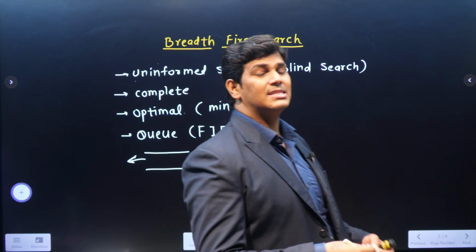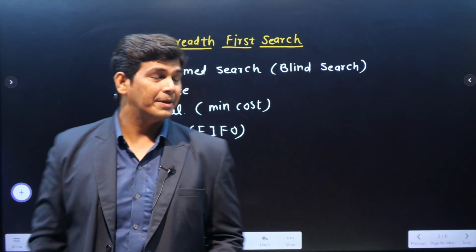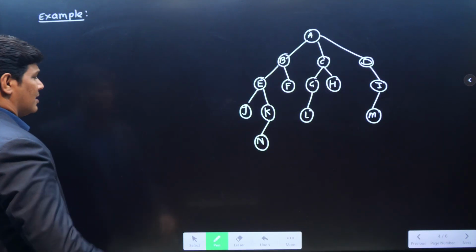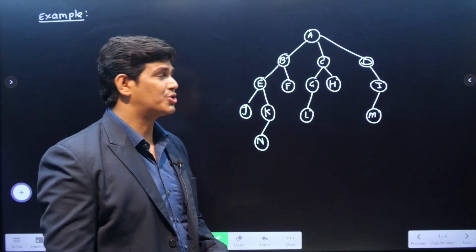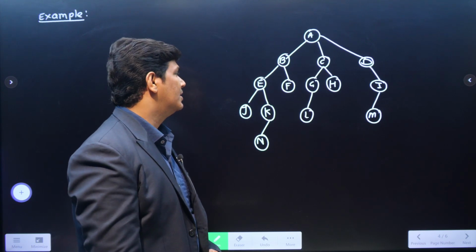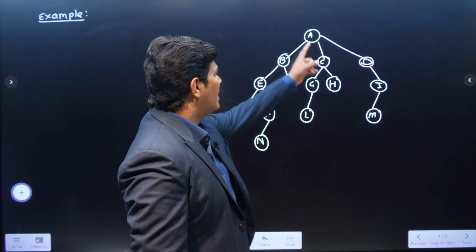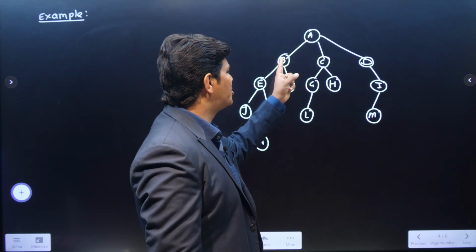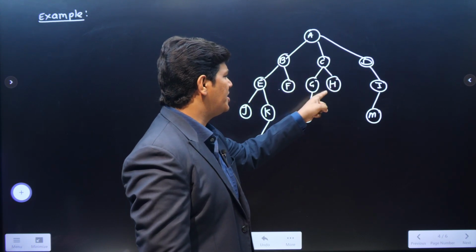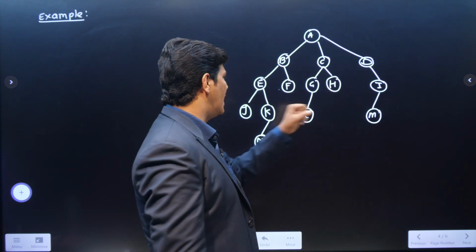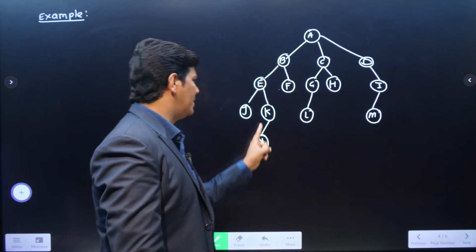Now let's understand breadth first search using one example. Students, we can apply this breadth first search on a graph or on a tree. Yes, we have taken the example of a tree. In this particular tree, we have one parent node, A. This parent node has three child nodes, that is B, C and D. B has E and F, C has G and H, D has only one child, that is I. After that, E has J and K, G has L, I has M, and the last one, K, has N.